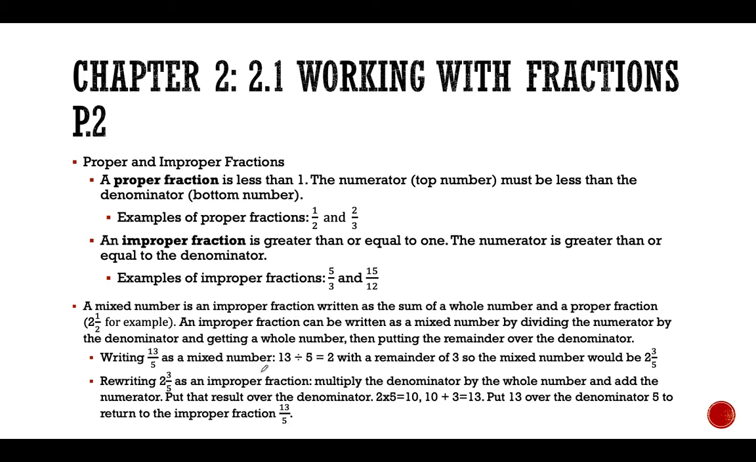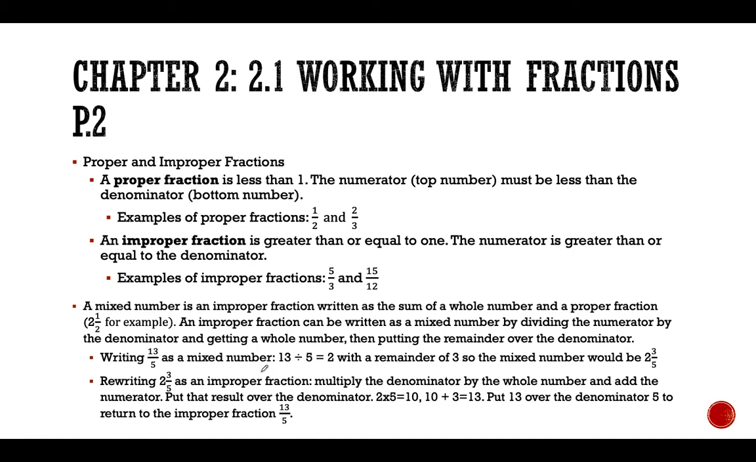There are two types of fractions, proper and improper. In a proper fraction, the numerator, top number, must be less than the denominator, bottom number. Some examples of proper fractions are 1/2, 1 is less than 2, and 2/3, 2 is less than 3.